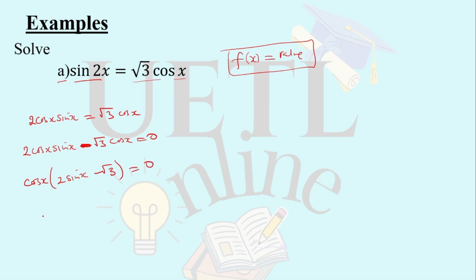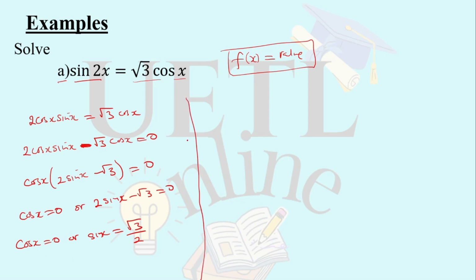Now we can say cos x equals 0, or 2 sine x minus root 3 equals 0, which can be solved. Cos x equals 0, or in this case sine x equals root 3 over 2. Now you can see that you have successfully done this. Here it is f of x equals a value, f of x equals a value. Now your duty is just to use that triangle.